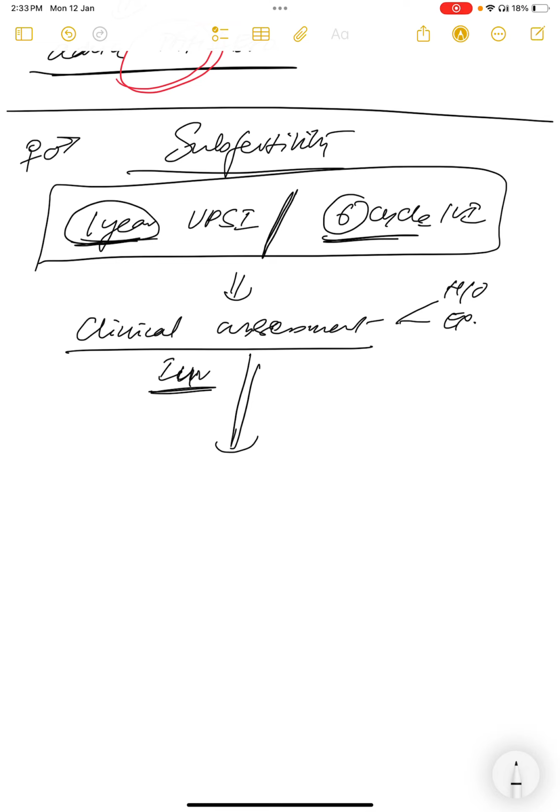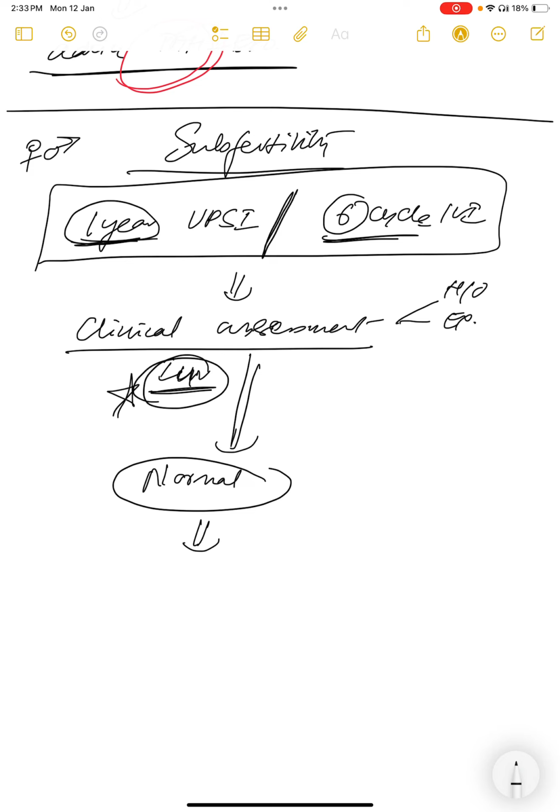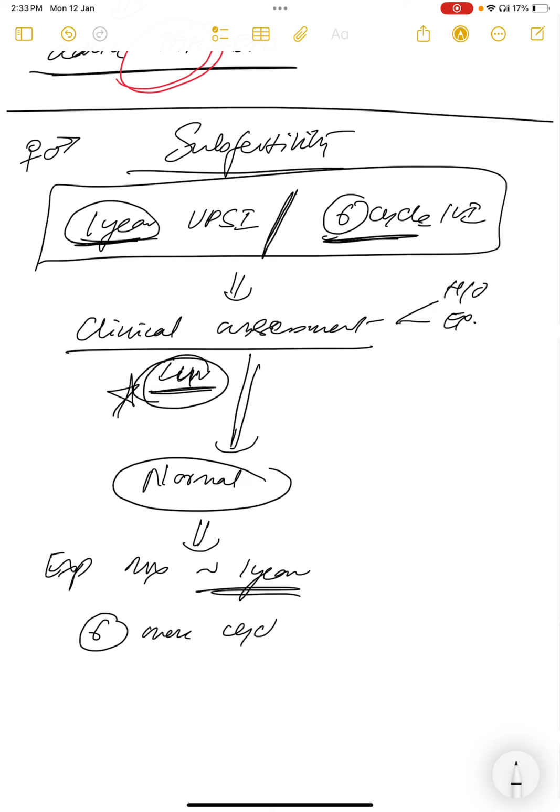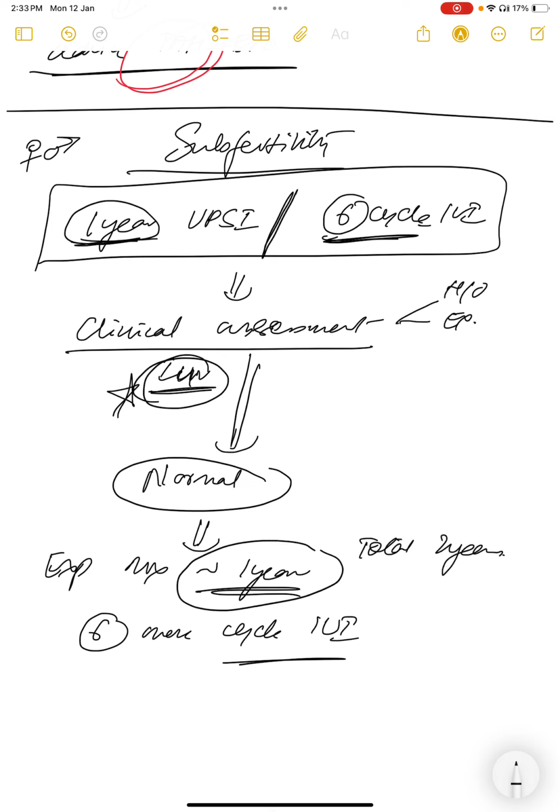If all these things are normal, then you will say investigations are done. At that time, you go for expectant management for 1 year, and if 6 cycles of IUI are already done, give 6 more cycles of IUI. So totally it will take about 2 years. If it is not working and she's not getting pregnant, then you'll go for IVF. Why? Because this is known as unexplained infertility.